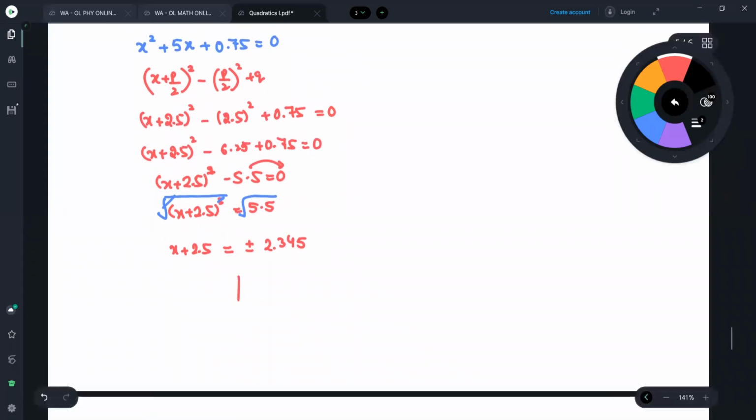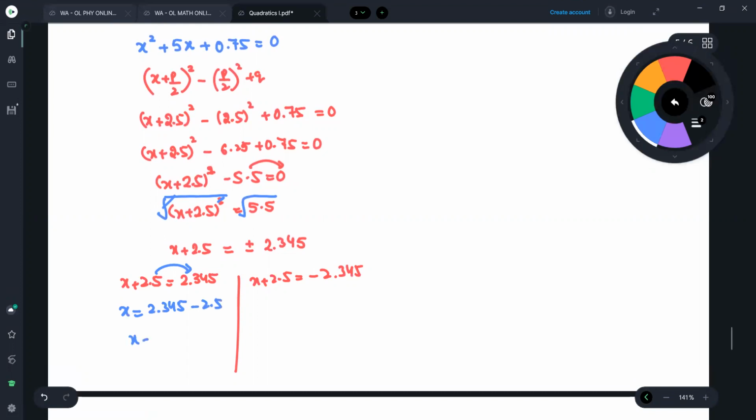Now I'm going to make a column, and I'm going to write down x plus 2.5 equals plus 2.345, and x plus 2.5 equals minus 2.345. Now can you shift 2.5 to that side, please? It's going to be x equals 2.345 minus 2.5. And can I have the answer, please? Is it minus 0.155? Yes, sir. 155, you need 2 decimal places with it.